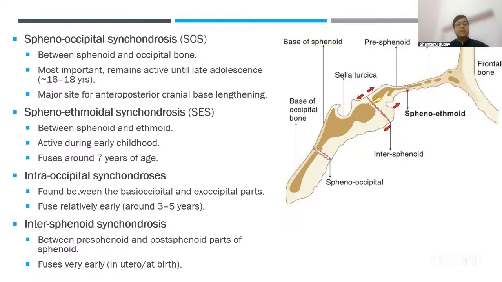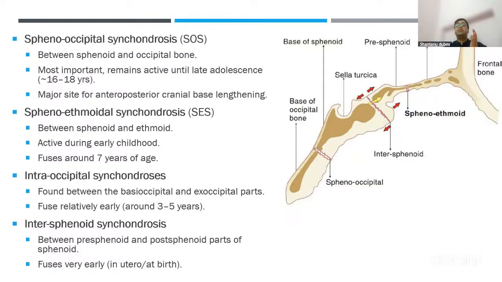Whereas the spheno-ethmoidal, which is present between the sphenoid bone and the ethmoid bone, is in the front; the sphenoid bone is here. So this is spheno-ethmoidal, which fuses around 7 years of age during early childhood. Intra-occipital, found between the basioccipital and exoccipital parts, fuses relatively around 3 to 5 years. And intersphenoidal fuses very early, at birth or in utero.